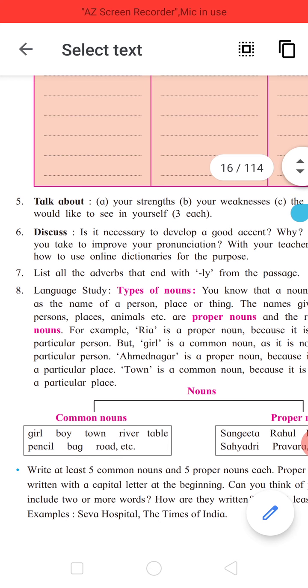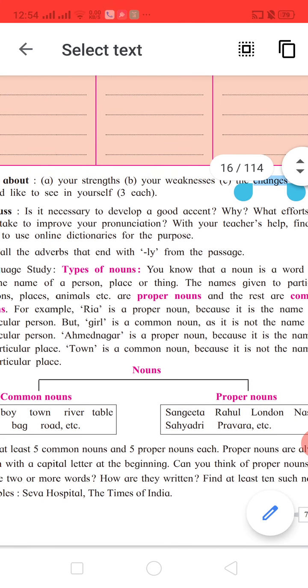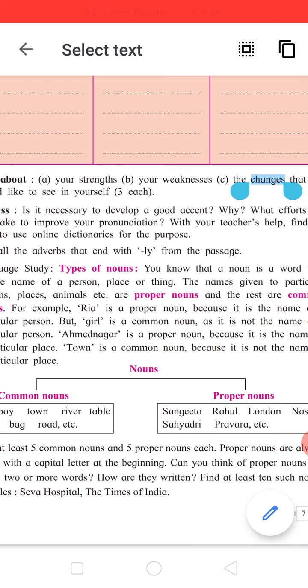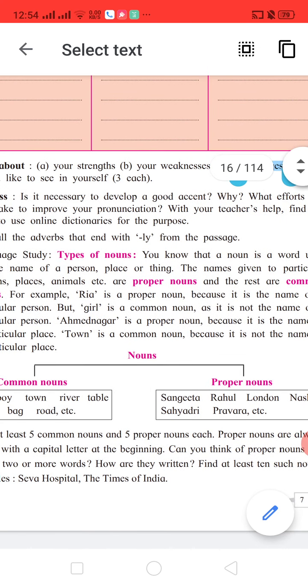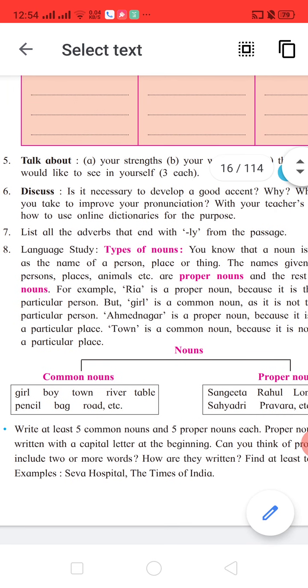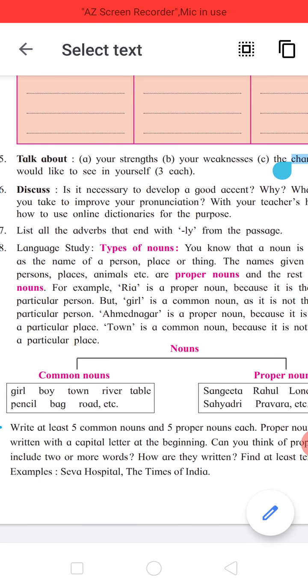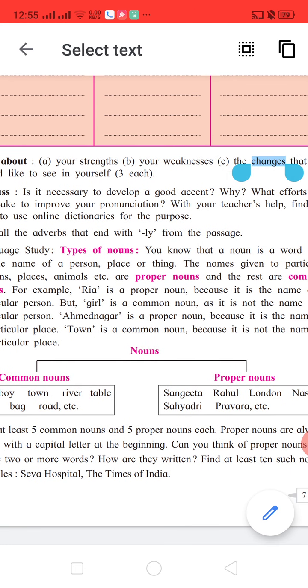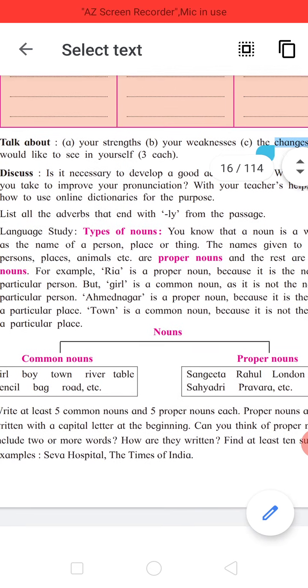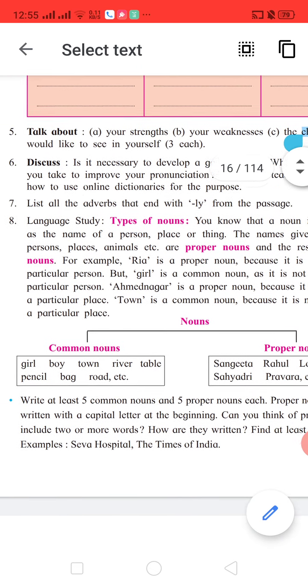Next question is, is it necessary to develop a good accent? Accent means pronunciation. Is it necessary to develop a good pronunciation, and why? Why is it necessary? And what efforts can you take to improve your pronunciation? First question, is it necessary to develop a good accent? Your answer can be yes. And then why is it necessary to develop a good accent? You have to write down the reason. And you have to write down the efforts which you will take, if your pronunciation is not good, to improve your pronunciation.